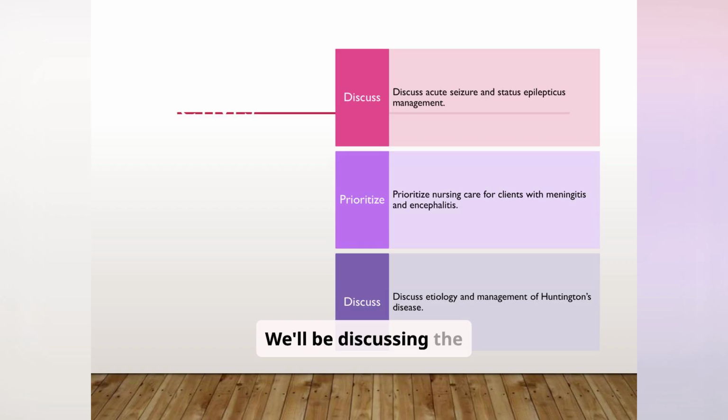We'll be discussing the acute management of seizures and status epilepticus, a critical neurological emergency. We'll also prioritize nursing care for patients with meningitis and encephalitis, two serious infections of the central nervous system. Finally, we'll discuss the etiology and management of Huntington's disease, a progressive and debilitating genetic disorder.